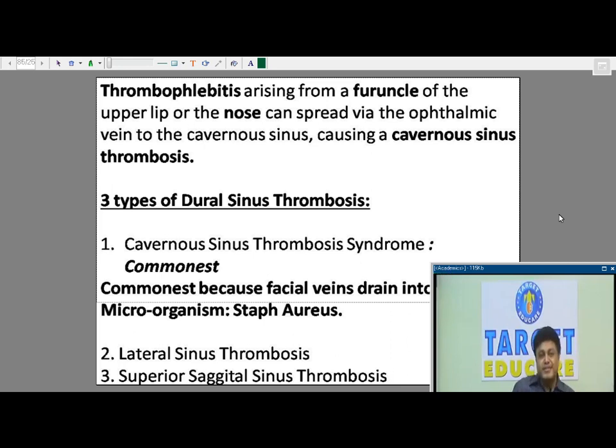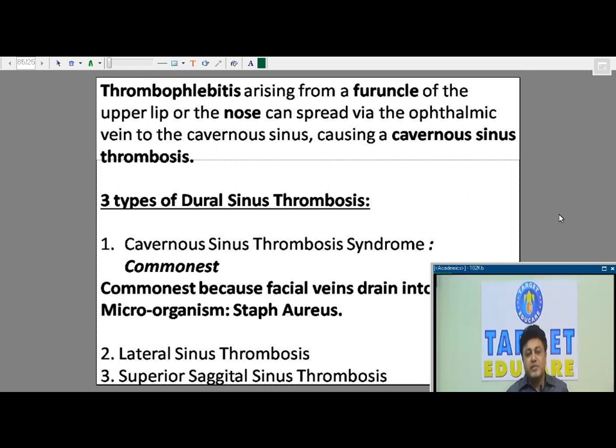Now, cavernous sinus thrombosis is a type of dural sinus thrombosis. Okay, the main heading is dural sinus thrombosis. There are three types. First one is cavernous sinus thrombosis. It is the commonest because the facial vein drains into the cavernous sinus. The microorganism responsible for cavernous sinus thrombosis is Staphylococcus aureus.